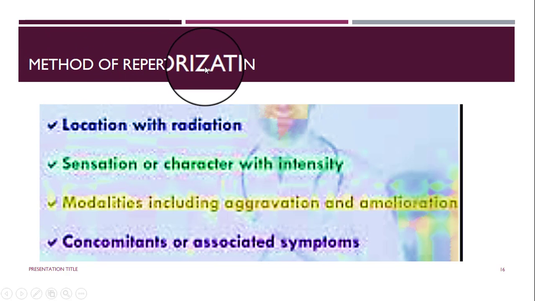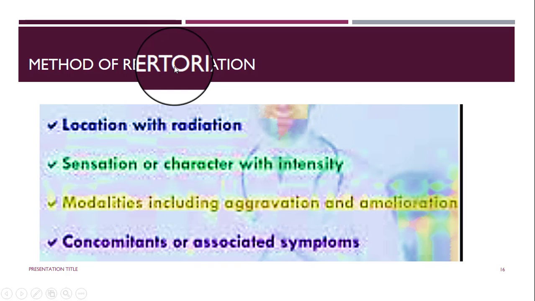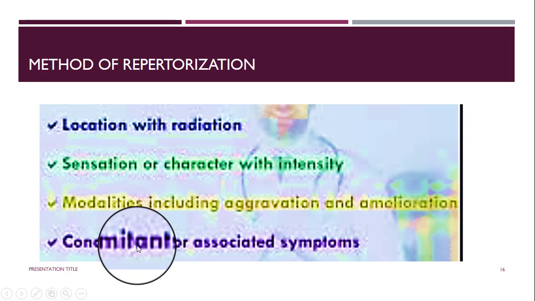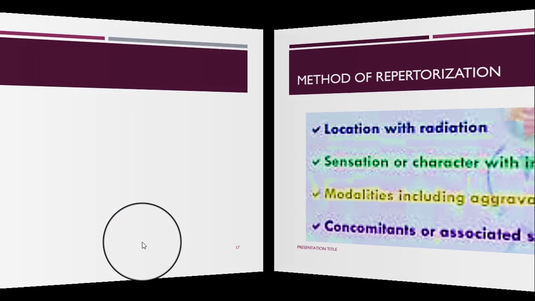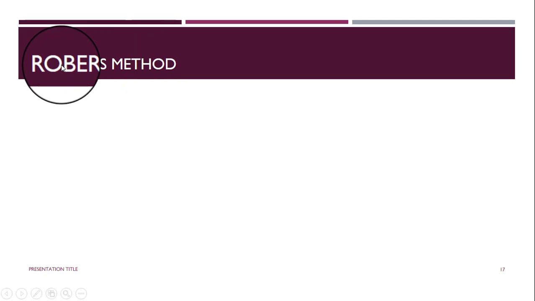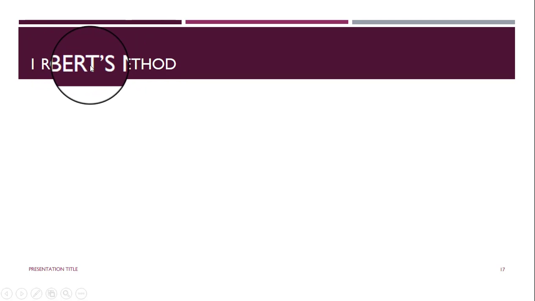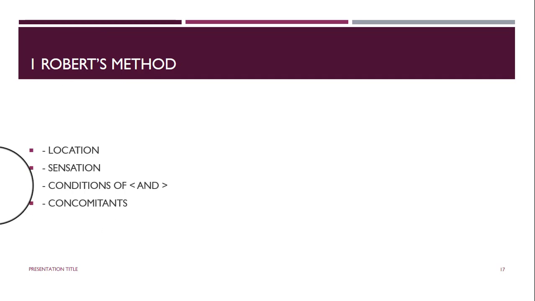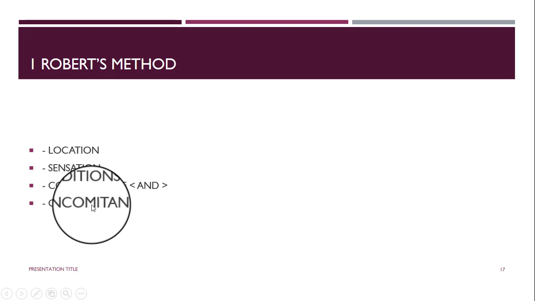So he demonstrated working of some cases by classifying symptoms under location, sensations, modalities, and concomitant, as we have already talked about it. So first method was Roberts' method. So after taking the case, the physician categorizes the important and relevant data under 4 headings. So they are location, sensation, conditions, that is aggravation and ameliorating factors. Then last was concomitant. So this was according to Roberts' method of repertorization.